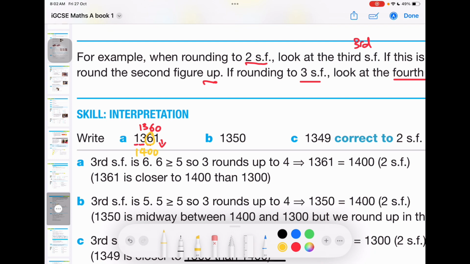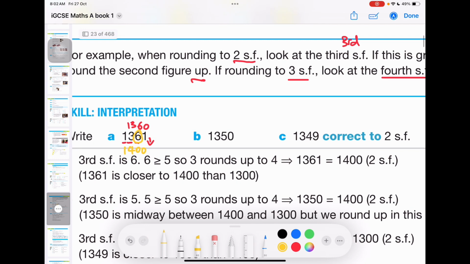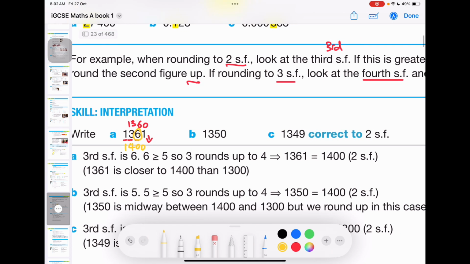Let's move on to part C, where we have 1349. In this case, we'll move straight to two significant figures. So we are looking at 1 and 3, or rather number 3 being the second significant figure. We are going to look at the third digit, which is 4. So in this case, which is 4, we are going to round it down to 1300.